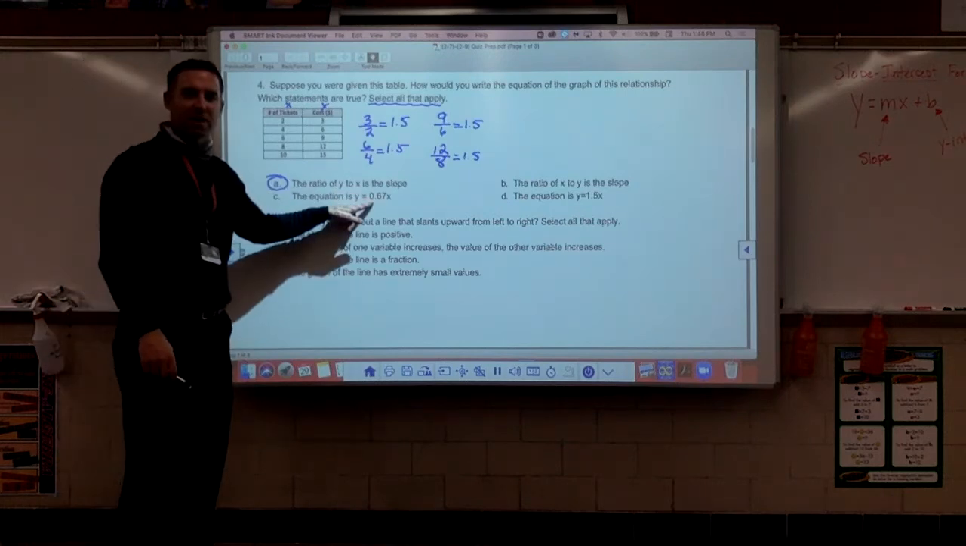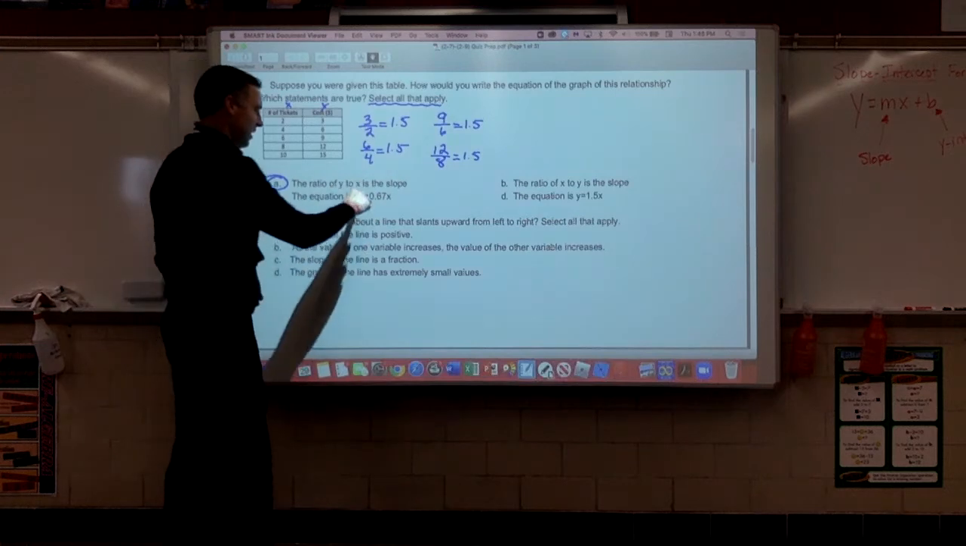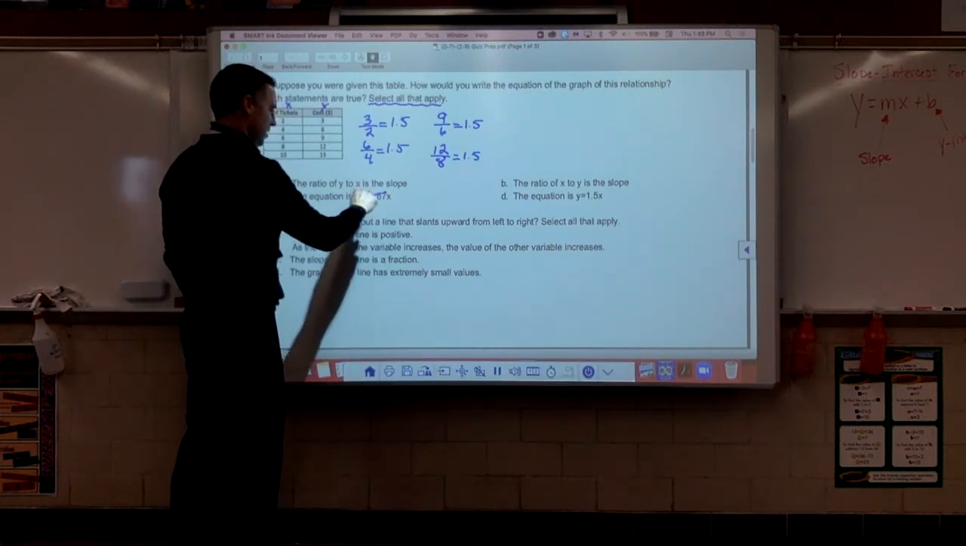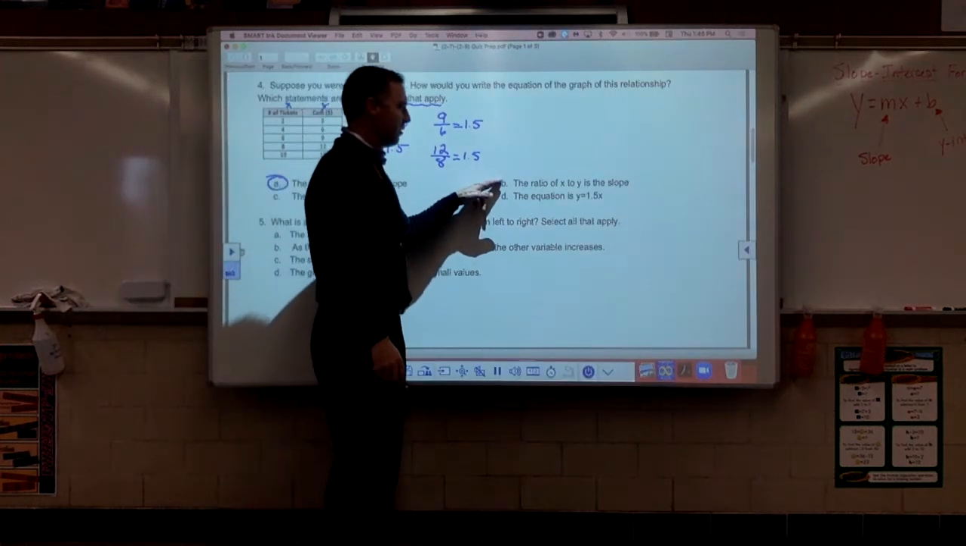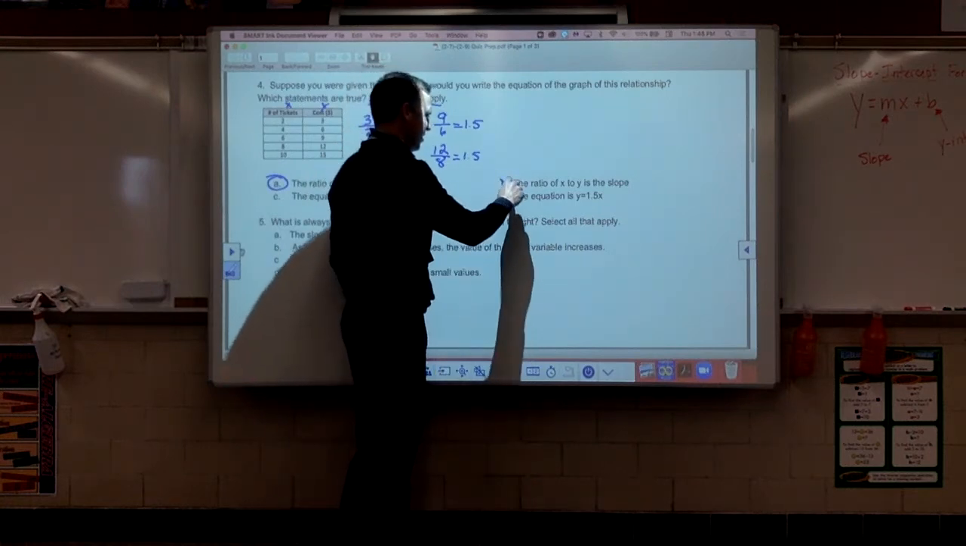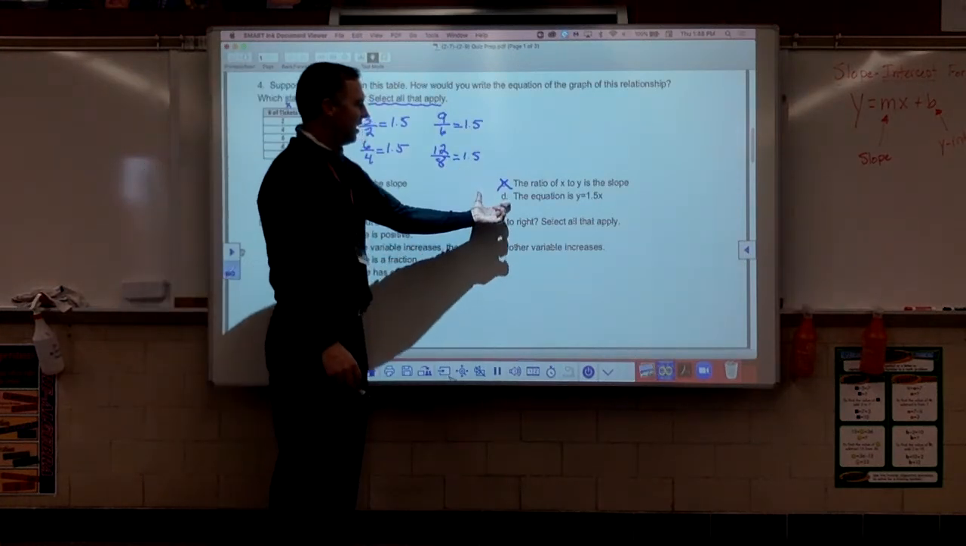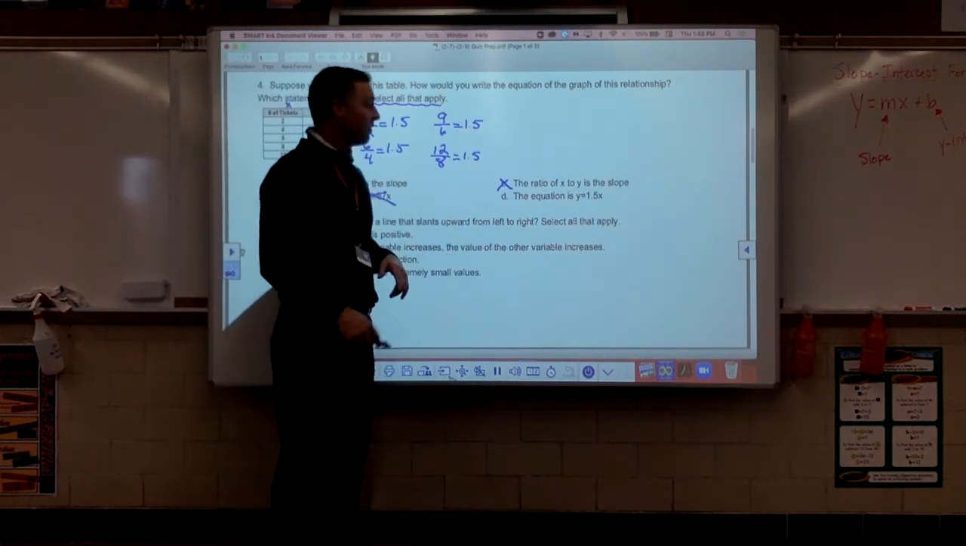Would this be the correct equation, y equals 0.767x? No. Not choosing that one. The ratio of x to y is the slope? No. We just said over here the ratio of y to x is the slope. It can't be both. Letter D, the equation is y equals 1.5x.